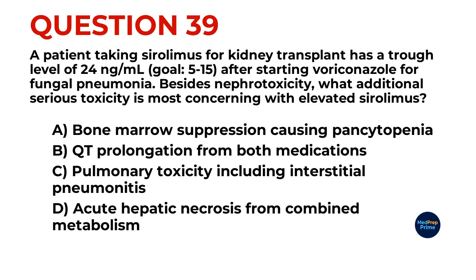A patient taking sirolimus for kidney transplant has a trough level of 24 nanograms per milliliter, goal 5 to 15, after starting voriconazole for fungal pneumonia. Besides nephrotoxicity, what additional serious toxicity is most concerning with elevated sirolimus?